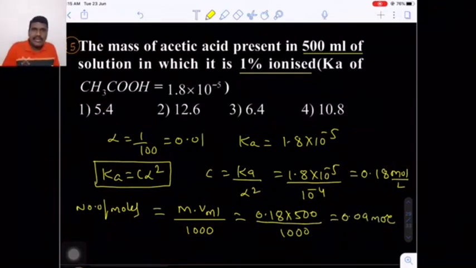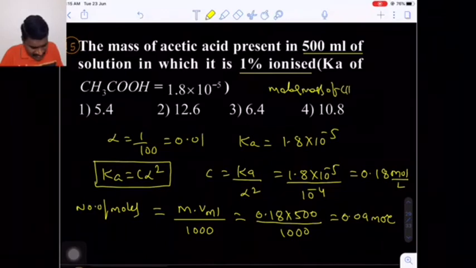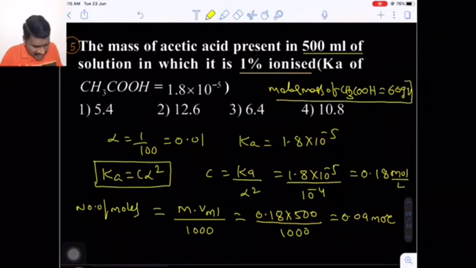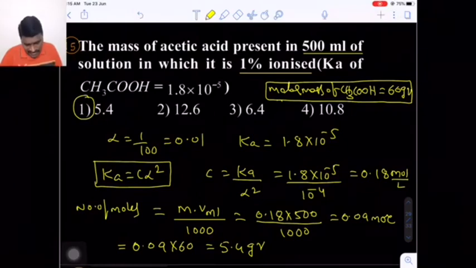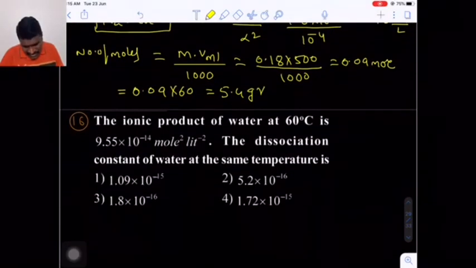Do you know the molar mass of acetic acid? What is the molar mass of acetic acid? 60 gram. 1 mole of acetic acid will be how many grams? 60 grams. Now 0.09 into 60, that will be 5.4 grams. Option number how much? First option, option number 1. Now come to question number 16.